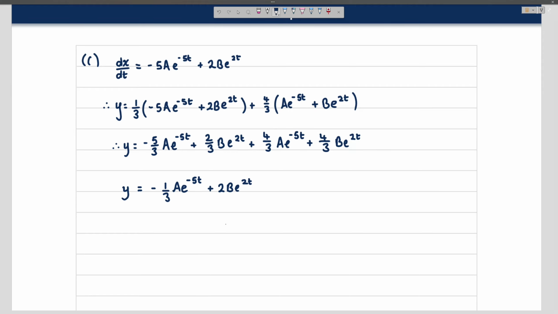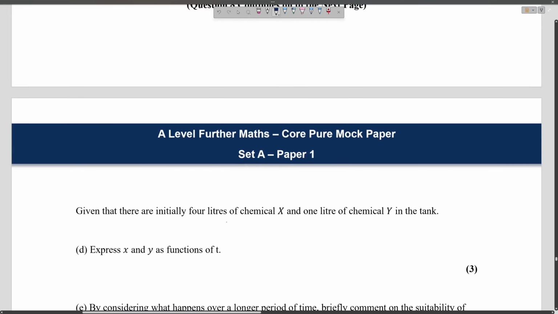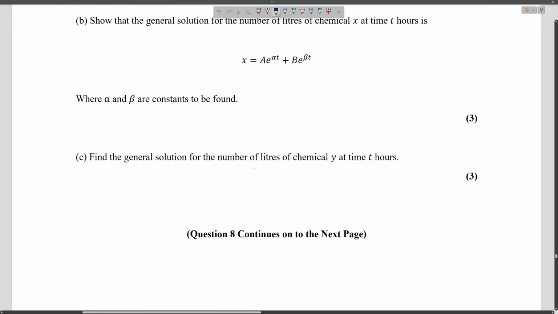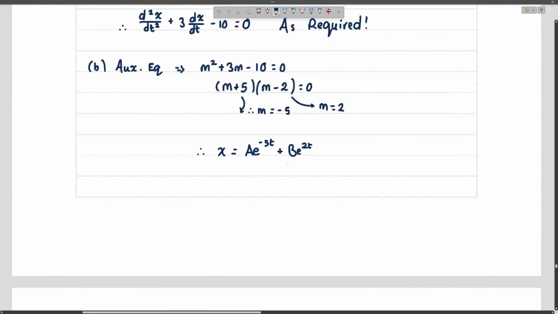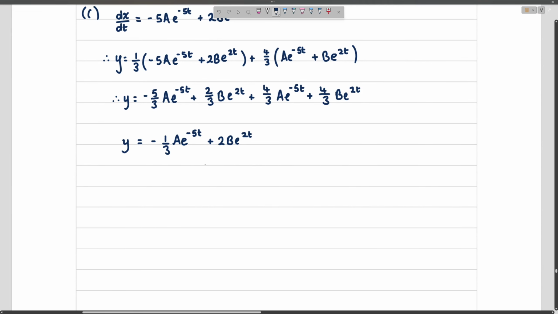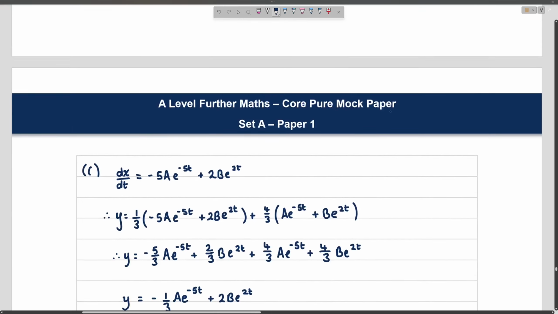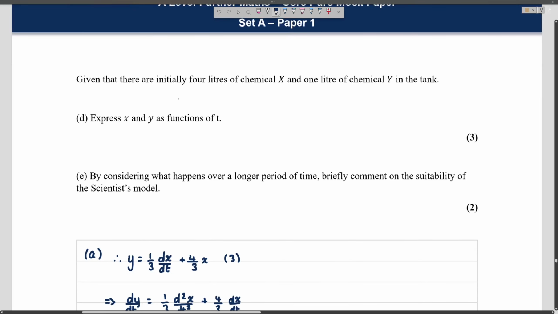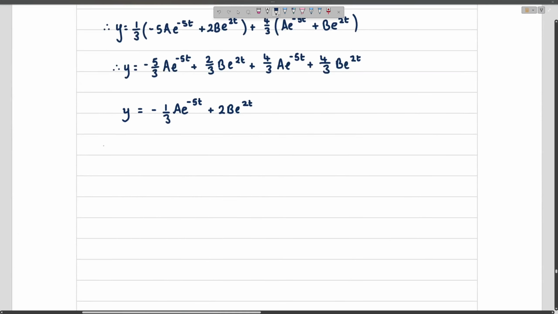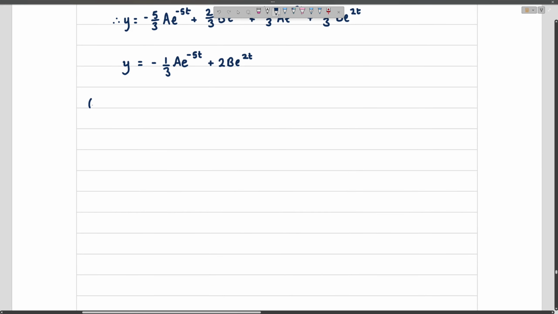And this here is our general solution for, what was it asking for here then? The general solution for the number of liters of chemical Y at time t hours there. Okay, so there we have it then. This here is the solution to part C. So for part D, then what do we want to do here? So let's just quickly read the question, or this part of the question anyway. So we're given that there are initially 4 liters of chemical X and 1 liter of chemical Y in the tank. So for part D then, what we want to do here is express X and Y as functions of T. So let's just scroll down here then and have a go at part D.